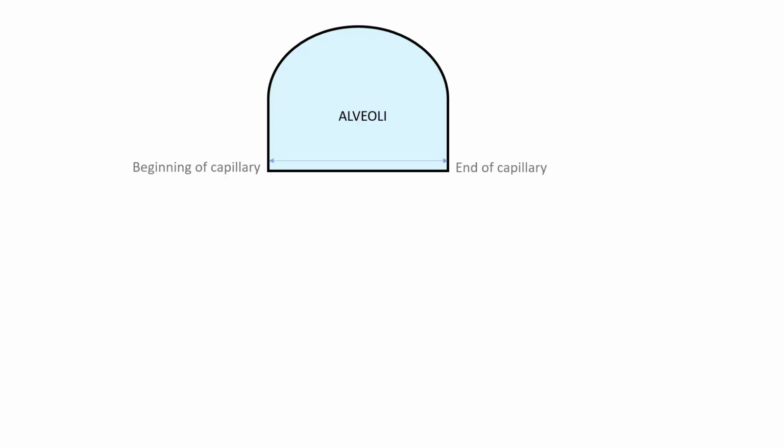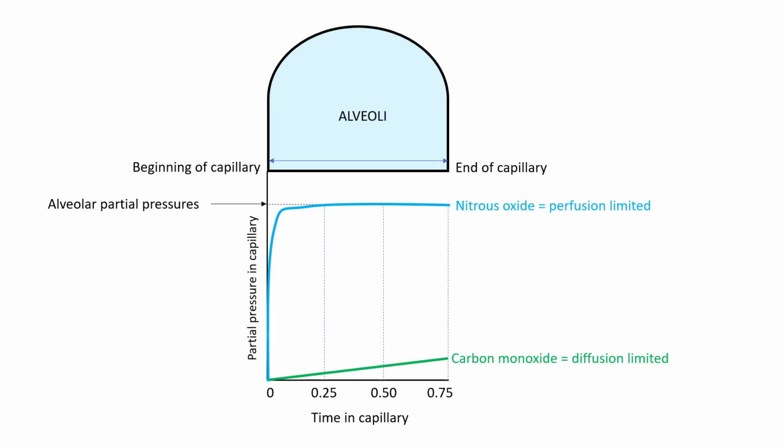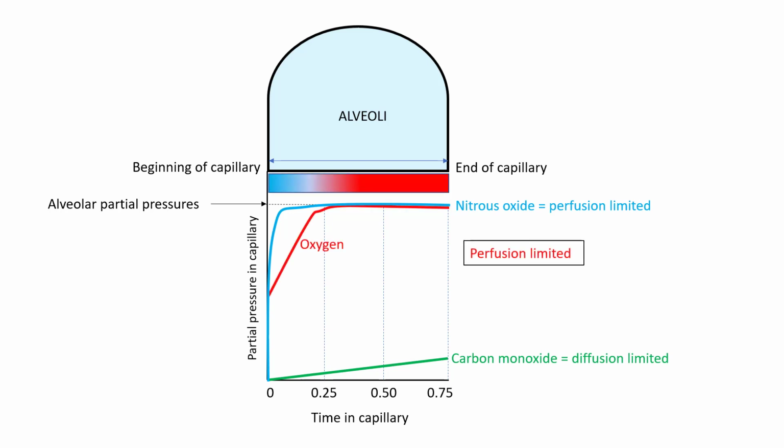So this is your alveoli, and we talked about the beginning of the capillary to the end of the capillary, and we take around 0.75 seconds to cross this. These are the alveolar partial pressures, which in normal circumstances will be around 100 millimeters of mercury. And we know that nitrous oxide is perfusion limited and carbon monoxide is diffusion limited. This is how the oxygen uptake looks. You can see that the oxygen also reaches equilibrium with the alveolar partial pressure in the first 0.25 second, and unless this oxygen rich blood is moved out of the capillaries, further diffusion cannot take place. So oxygen is a perfusion limited gas.